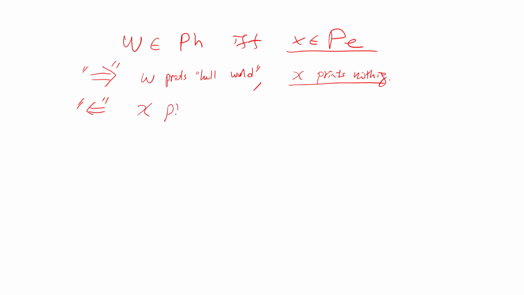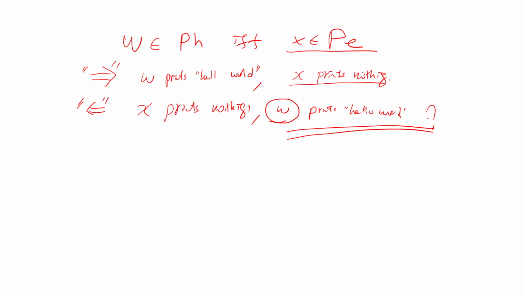So if X prints nothing, we don't know whether W prints hello world or not. Because we remove all the printf statements, does W print hello world? No, we don't know. We cannot be sure. So this part we cannot set up this reducible condition, so we cannot reduce PH to PE. We can.